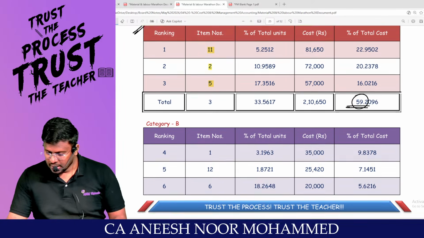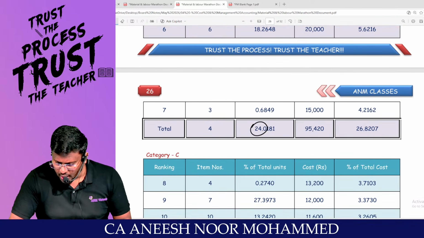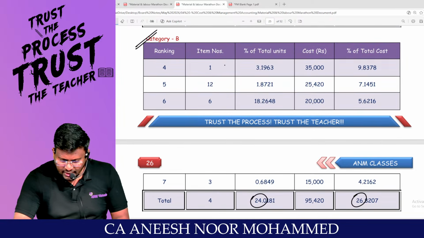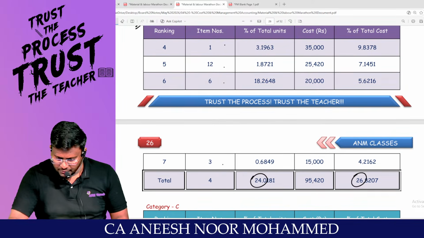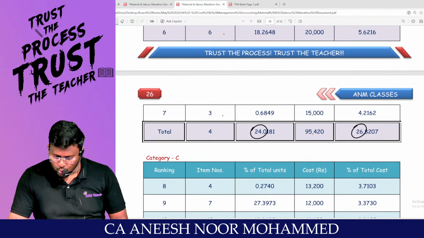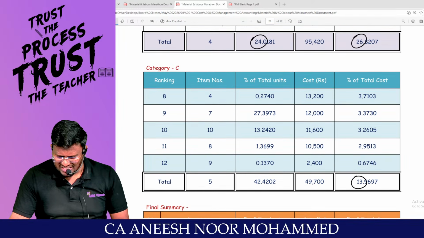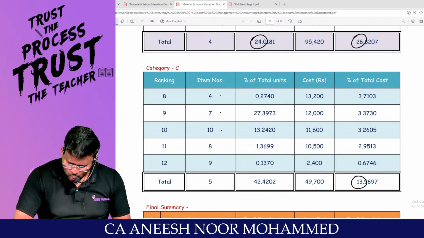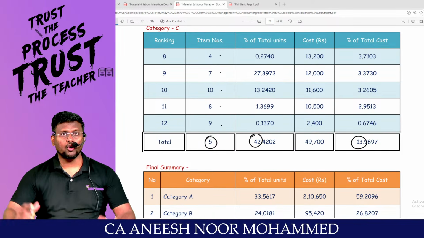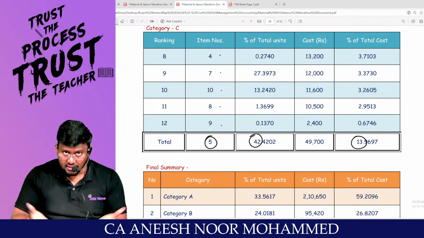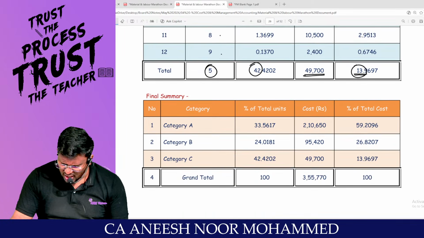Super, sir. Category B is number 2, 20%. Look here, 20%. If you are taking care of 1, 2, 3, 4 items, that will be covering 20% of the units and 20% of the value. So 60 plus 20, now itself 80% you have taken care of. Remaining 13% is like kuppa, in the sense 1, 2, 3, 4, 5. 5 items are there. If you see, 42% will be the total percentage in units, and it covers only 13% of the value. This is the final summary.